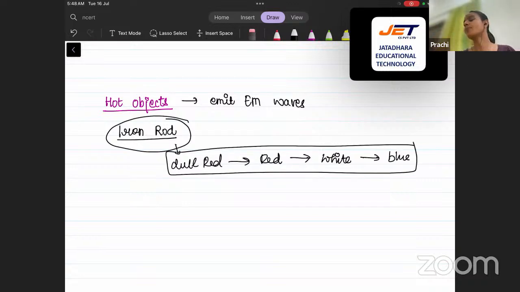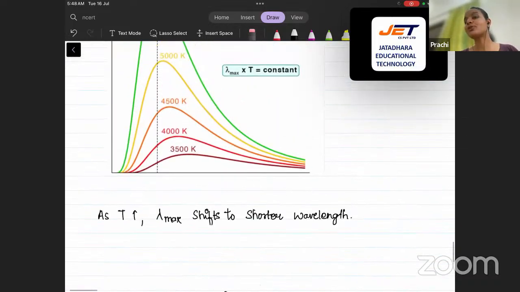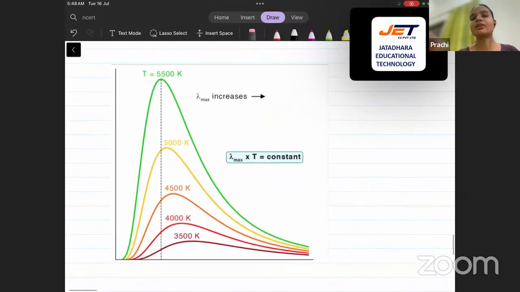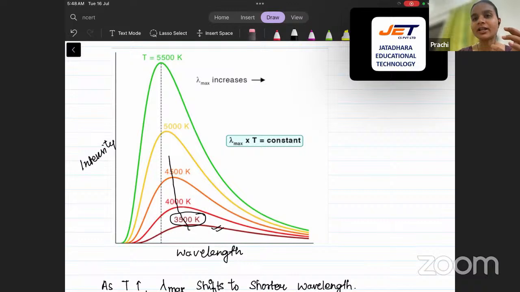It appears blue, right? Now when the scientists tried to plot the graph for the intensity of light that is emitted against the wavelength, they heated an object and observed the color. Let's suppose they were heating it at 3500 Kelvin, then they observed that the color is something like brown. As they were increasing the temperature, the wavelength was shifting.